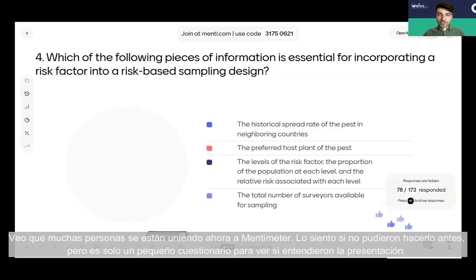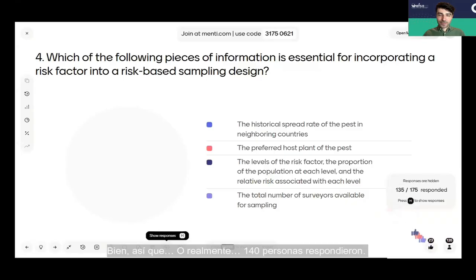I see so many people are joining now to Mentimeter. I'm sorry if you weren't able to do it before, but it's just a small quiz just to see if you understood the presentation. Okay, so already 140 people answered.